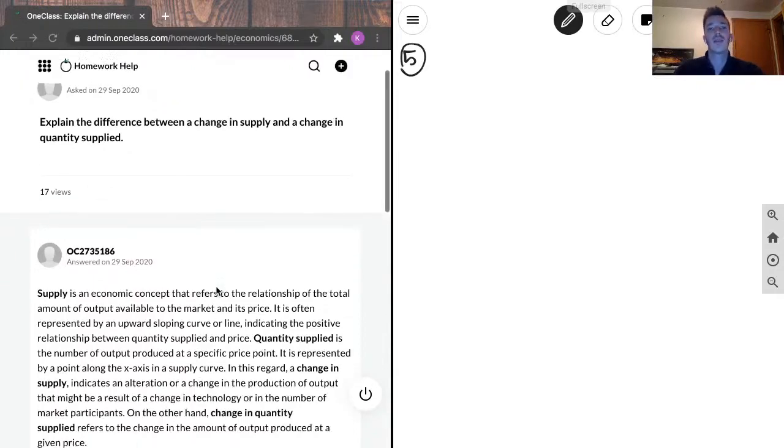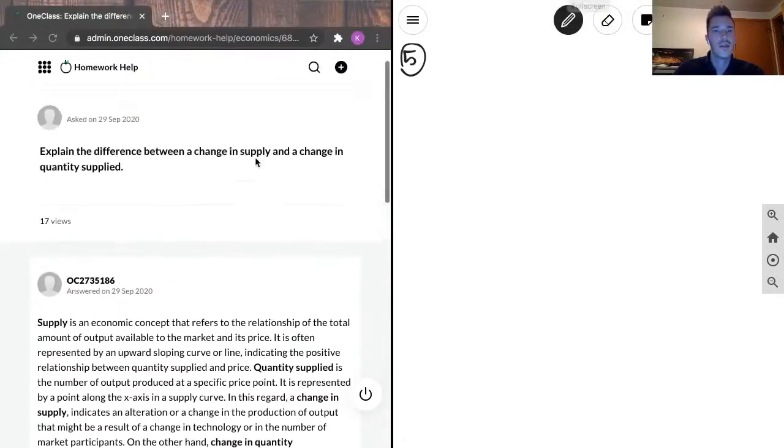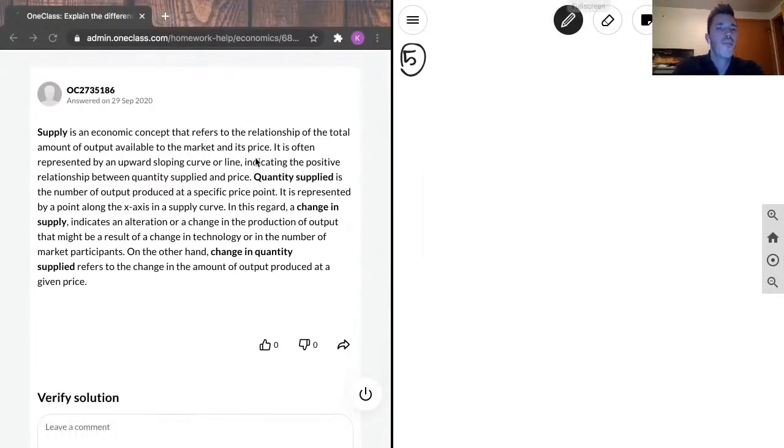And the question reads, explain the difference between a change in supply and a change in quantity supplied. So our junior tutor has written that supply is an economic concept that refers to the relationship of the total amount of output available in the market and its price.